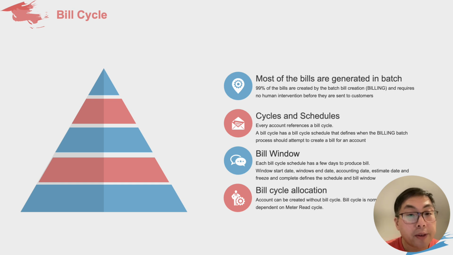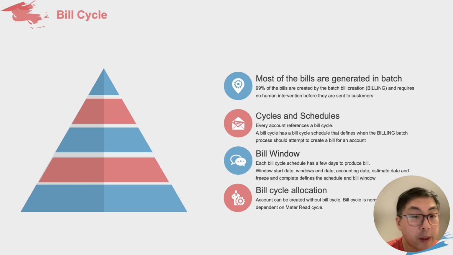Okay, second one, cycles and schedule. Every account refers to a bill cycle, and the bill cycle has a bill cycle schedule that defines when the billing batch process should attempt to create a bill for an account. If you look at your bill cycle schedule, it defines a few attributes which are used during the billing batch. In the next bullet points I talk about the bill window. So what are these attributes?